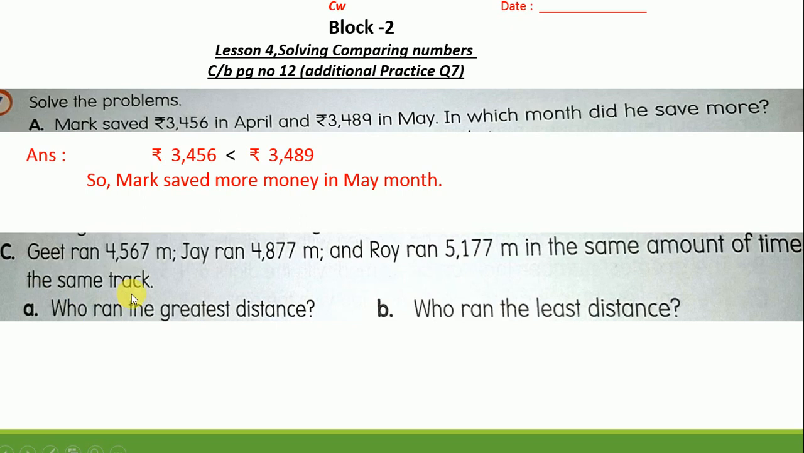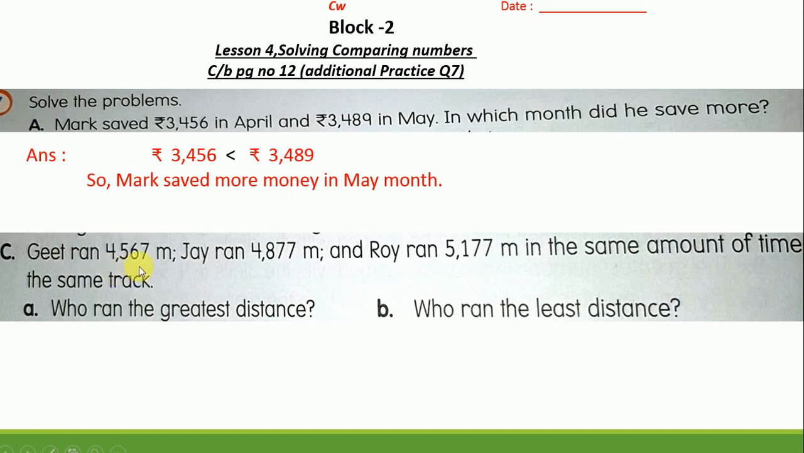Okay, it's just like we used to have the running race during our PE period, right? Our PE teacher used to conduct the running race. So who used to run first? The first place, second place, the teacher used to take the positions, right? Same like that, there are three friends, they had the running race. Each one ran a different distance. So for question A, what they asked here is, who ran the greatest distance? Greatest means who ran more distance.